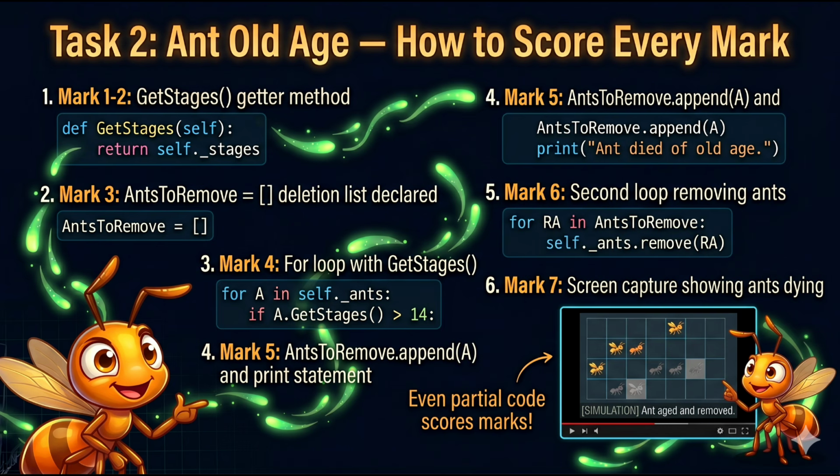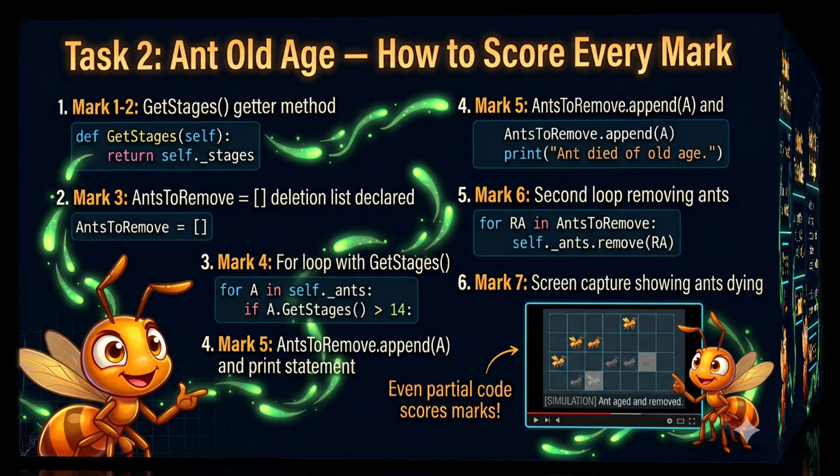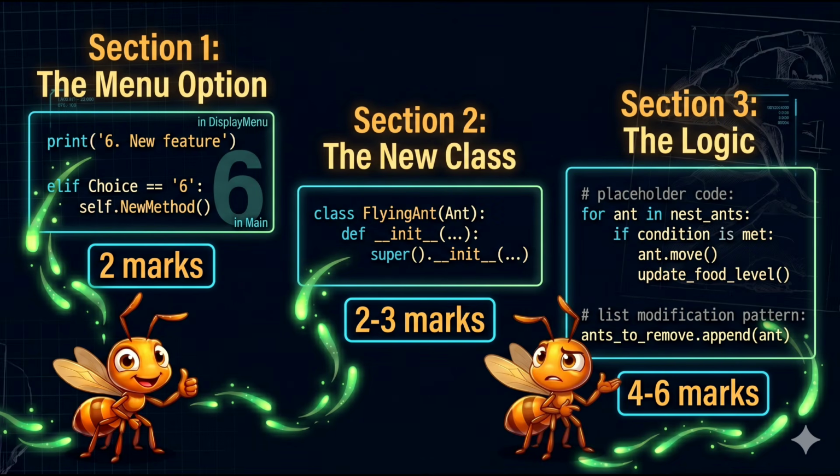But what I'm trying to say here is you don't have to actually understand the full question and know it A to Z to get all the marks. You can still pick up marks by doing what makes sense. And almost every section D task would follow this 3-part pattern. So part 1 would be, let's say, the menu option. Add a print line to the display menu. Part 2 could be a new class or a method. And part 3 would be your logic, so iteration, conditions, list modification.